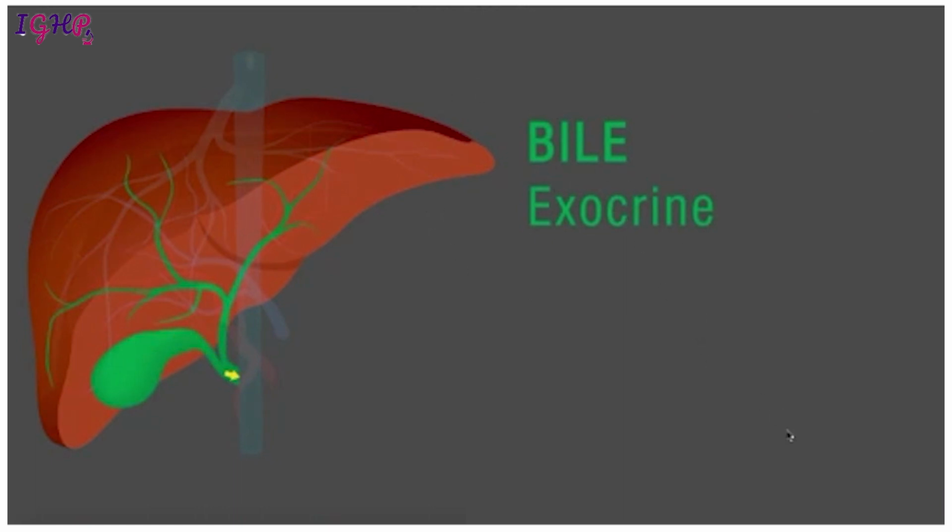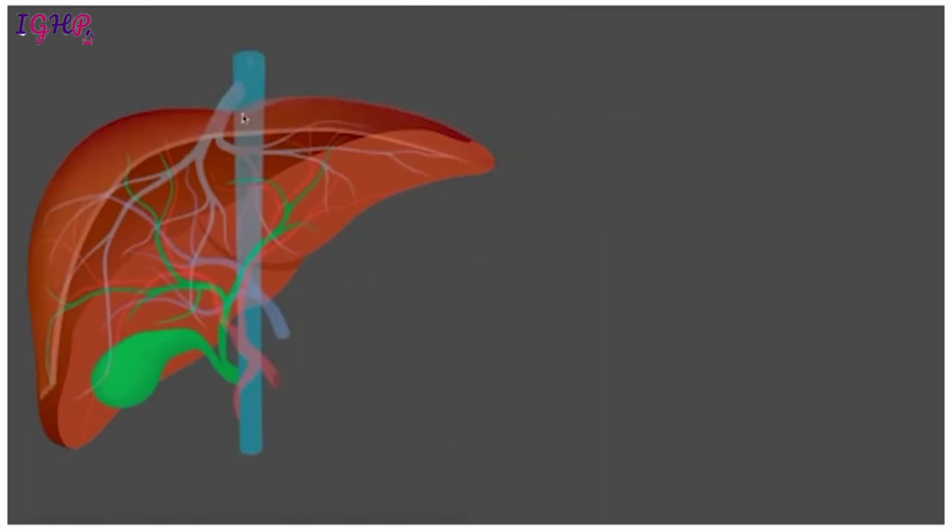Now another important function of the liver is the formation of bile. This bile is produced by the hepatocytes and it is released into the canaliculi, then into the bile duct, and then it goes into the gallbladder.